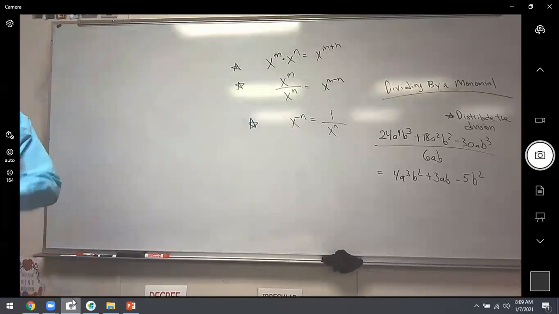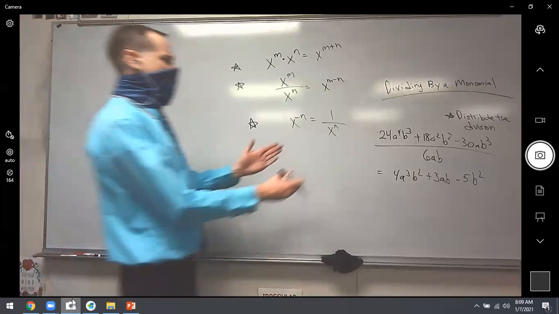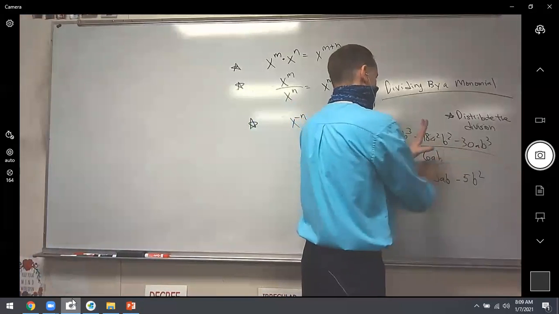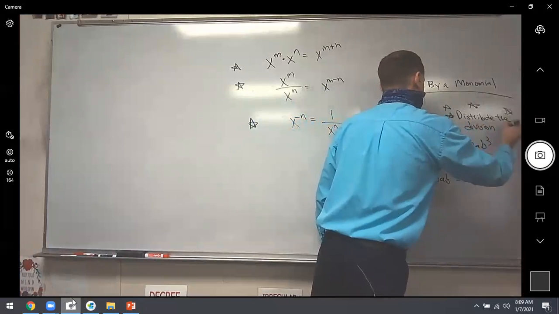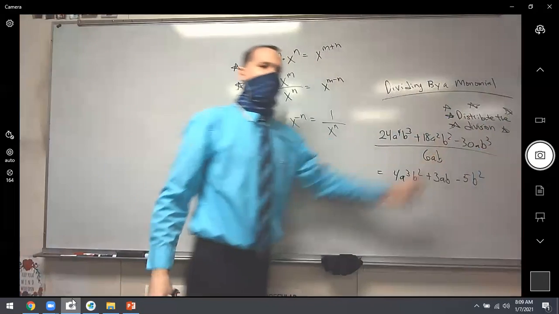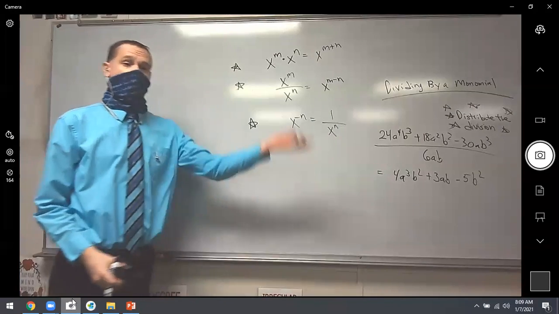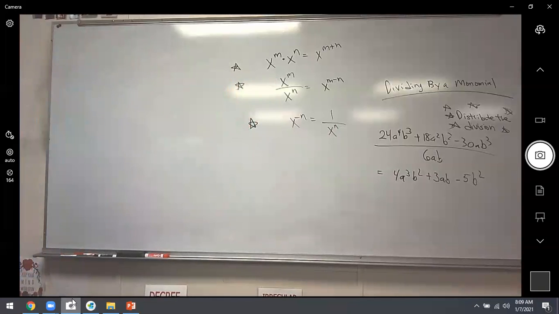Okay, and that's all there is to dividing a monomial. There's just one thing on bottom, no pluses, no minuses, no lots of terms. The key thing is you distribute the division to every single term on top. It's just like 3 problems in one on this one. If I had 20 things on top divided by one thing, I got 20 things to figure out. Any questions over that? Okay, let's move on then.